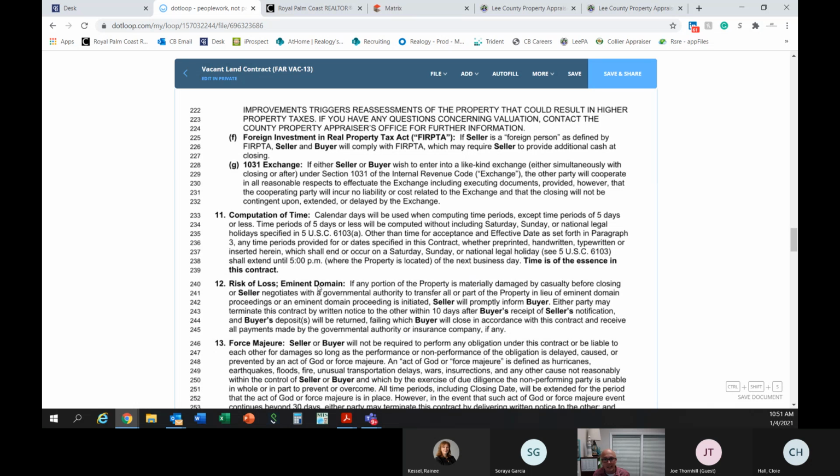Risk of loss, eminent domain. If any portion of this property is materially damaged by casualty before closing, or seller negotiates with a governmental authority to transfer all or part of this property in lieu of eminent domain proceedings, or an eminent domain proceeding is initiated, seller will promptly inform buyer. Either party may terminate this contract by written notice to the other party within 10 days after the buyer's receipt of seller's notification, and buyer's deposit will be returned, failing which buyer will close in accordance with this contract and receive any payments made by the governmental authority or insurance company, if any.